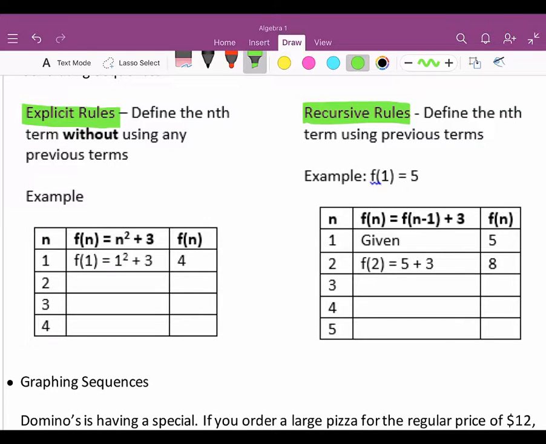The recursive rule, you need to know the previous term to find the 500th term. So if you want to find the 500th term, you need to know the 499th. You can only go step by step. 1, 2, 3, 4. You're adding 4 each time. That's the recursive rule. Explicit rule, it tells you what to do with that number for any term. Okay? One way I like to remember, recursive kind of looks like repeat. So to get the recursive form, you got to repeat the previous term.